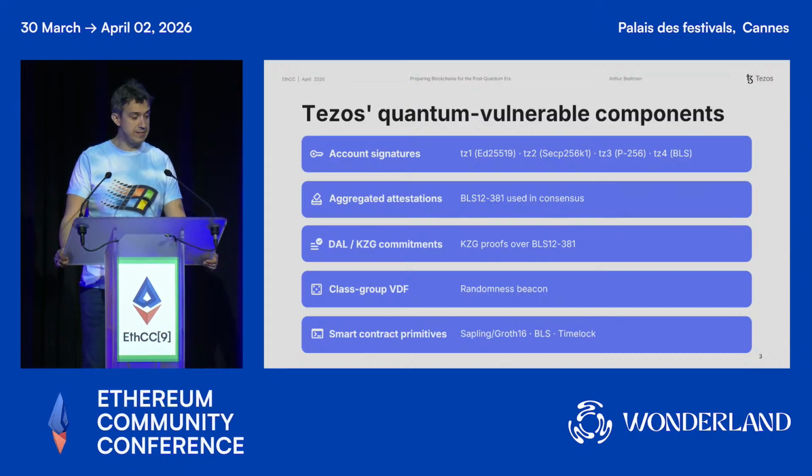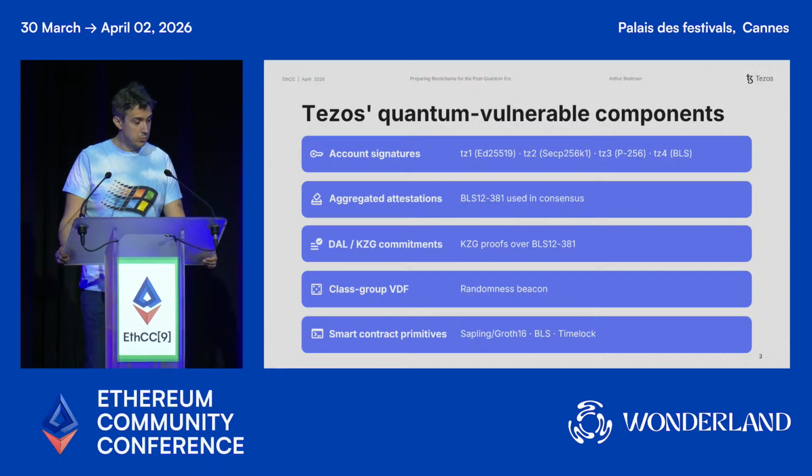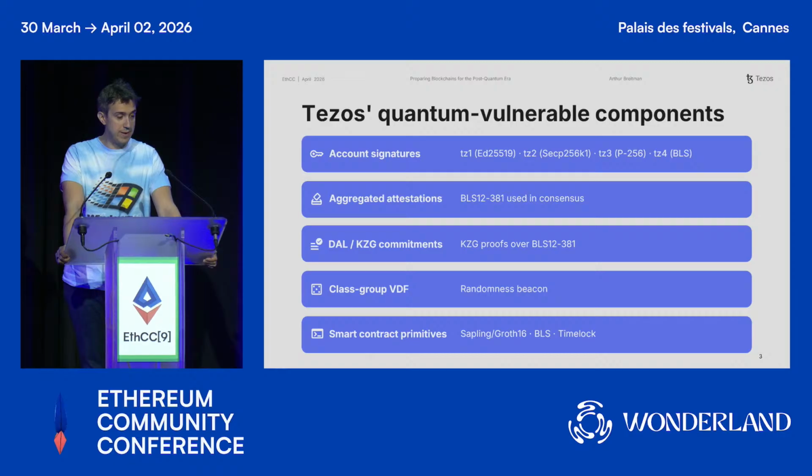We have the data availability layer KZG commitments. That uses KZG proofs over BLS12-381, so that's also pairing cryptography, also vulnerable. The data availability layer is essentially what gives you data availability sampling or sharding. It lets you have a lot of data for your execution environment and rollups without having to overload the layer 1. We use class group VDF for randomness. There are different sources of randomness, as we'll see, but the class group VDF also relies on an abelian group structure.